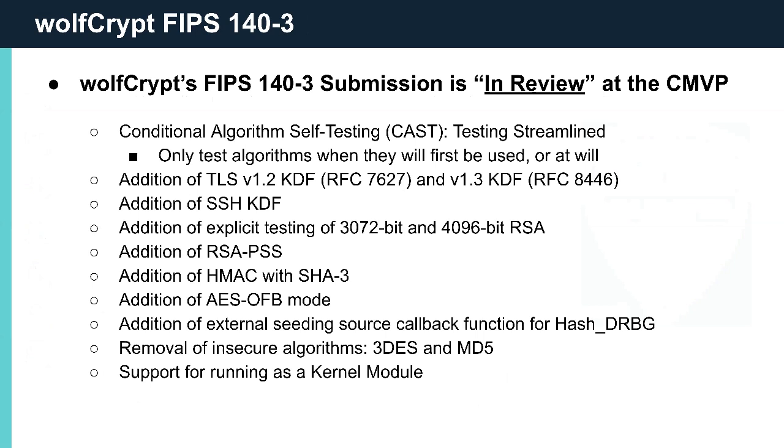So our current certificate is in review at the CMVP. It expands the algorithm boundary even further past our previous 140-2 certificate. It includes the key derivation for TLS and SSH in the boundary, adds RSA 3072-bit, 4096-bit, RSA PSS, HMAC with SHA-3, AES OFB, and it also supports running as a kernel module if a customer needs to run wolfCrypt inside of kernel mode.